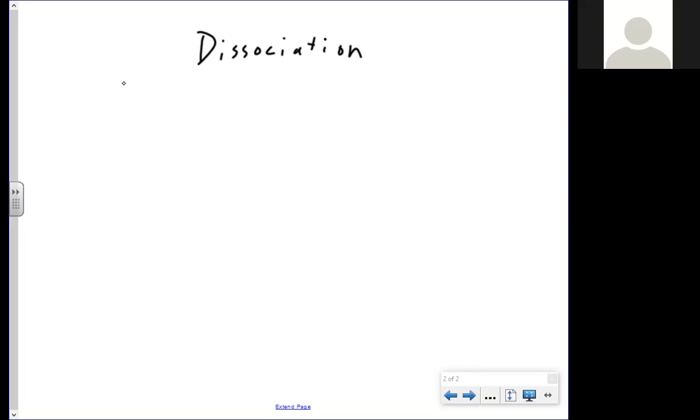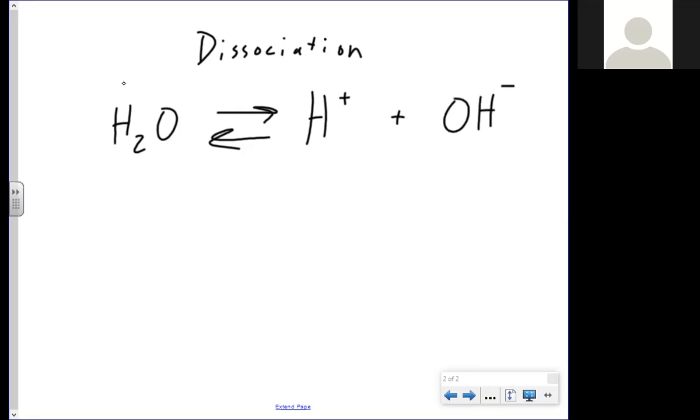Okay, so dissociation is what happens when you have what's called a reversible reaction, which means a reaction that can go in either direction, and you take a particle and pull it apart. So it can actually happen to water. If you dissociate water, it goes into two ions: a hydrogen ion and a hydroxide ion. Okay, hydrogen ion, pretty straightforward. Hydroxide ion is what OH negative is. So we're going to be talking about both those guys today a bunch.